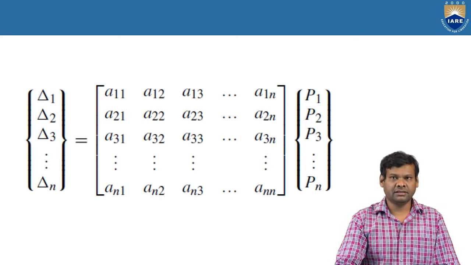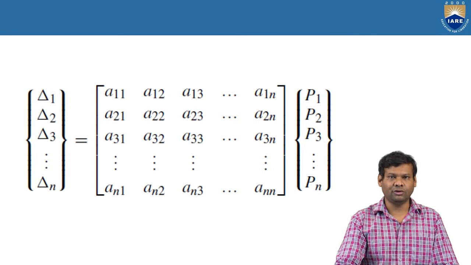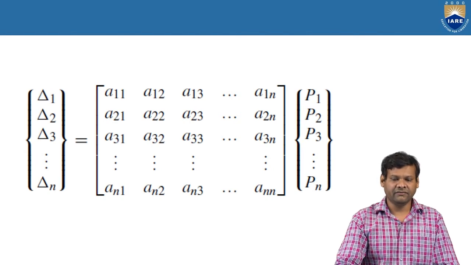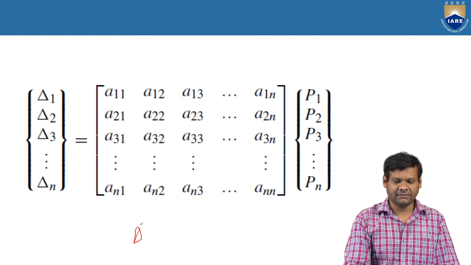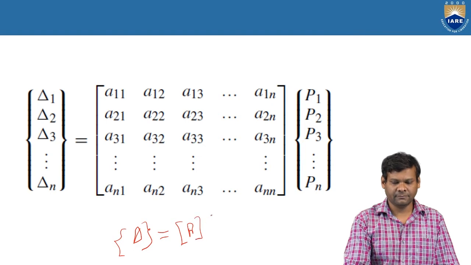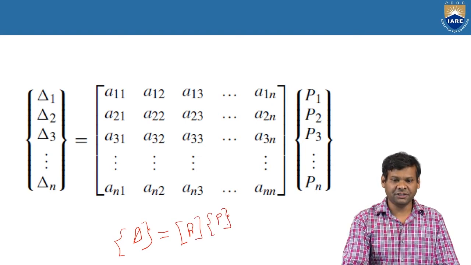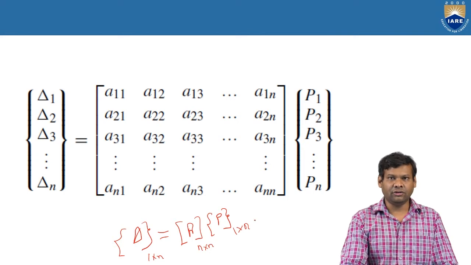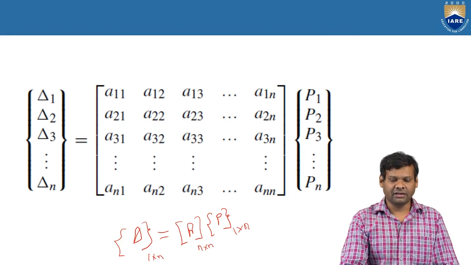Here what we have done is that we have segregated the loads and the deflections, and found the relation between them, which can be written in matrix form as delta equal to some matrix A into P. When you observe this, delta is a 1 cross n matrix, A is an n cross n matrix and P is a 1 cross n matrix. That is, if we know the loads and the influence coefficients, we can know the deflection. Or vice versa, if we know the deflections and the influence coefficients, we can identify the loads.